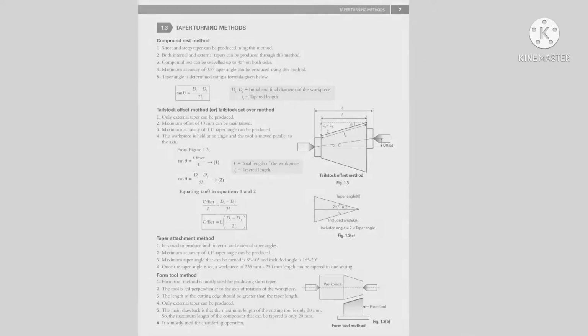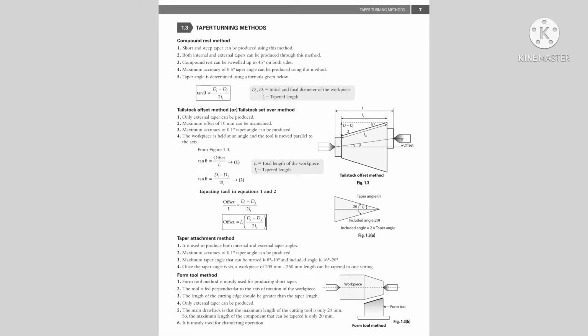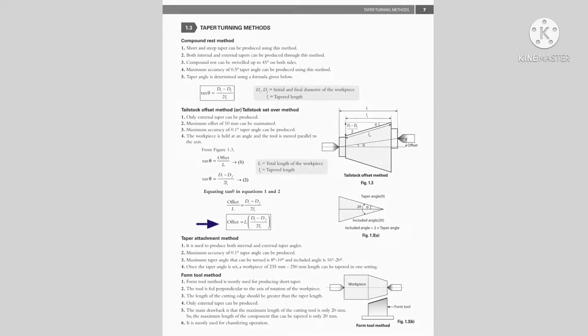The next topic is taper turning methods. There are 4 methods by which taper turning operations can be performed. Here only important crisp points are given, and in the tailstock offset method, the formula for calculating the offset length is derived with the help of a diagram.